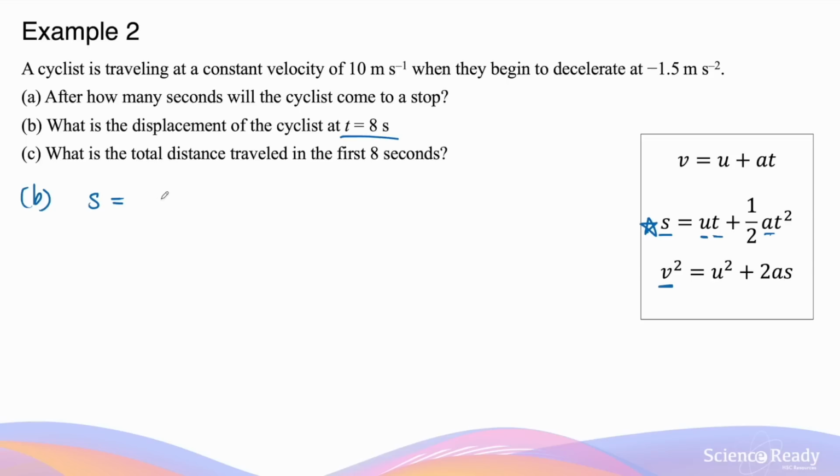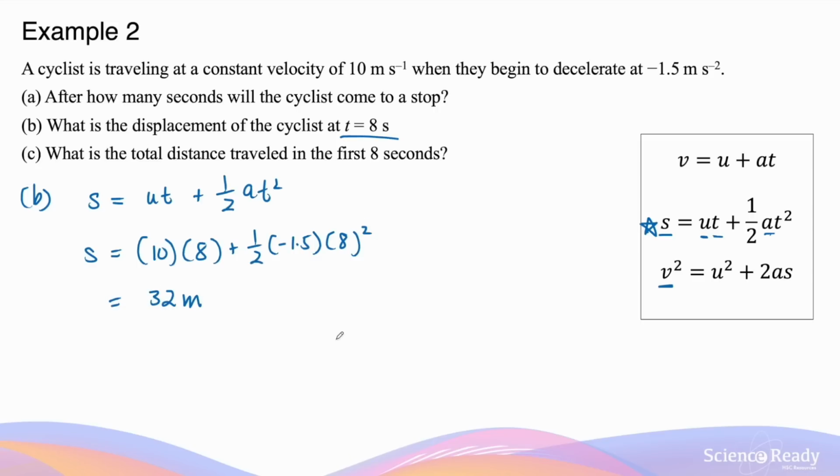So s equals ut plus half at squared. s equals 10 multiplied by 8 seconds plus half times minus 1.5 for the acceleration and times time squared, so 8 seconds squared. The answer for the displacement is 32 meters. So the cyclist is currently 32 meters in the positive direction from his origin.